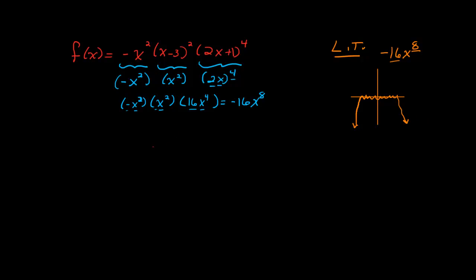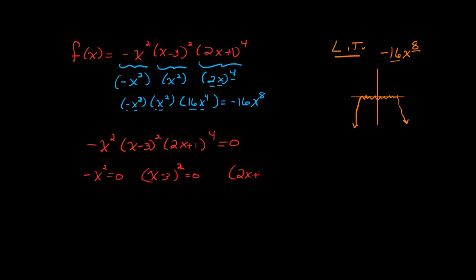Now I'm going to set each one of these factors. Well, I'm actually going to set my whole polynomial equal to 0. So I get -x² equals 0. I get (x - 3)² equals 0, and that's a squared. And then I get (2x + 1) to the 4th equals 0. At this point, I'm going to identify my multiplicities by putting an orange box around them so that I don't forget what they are later on as I solve.